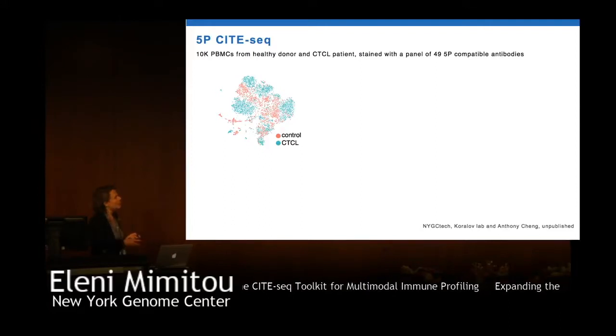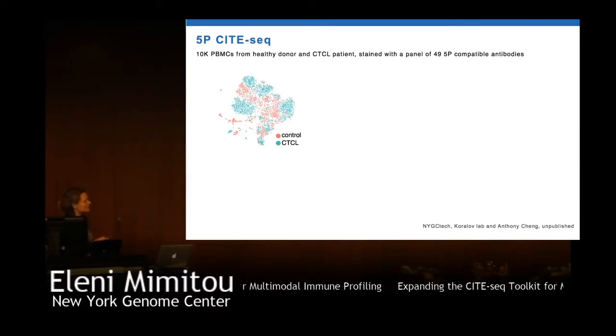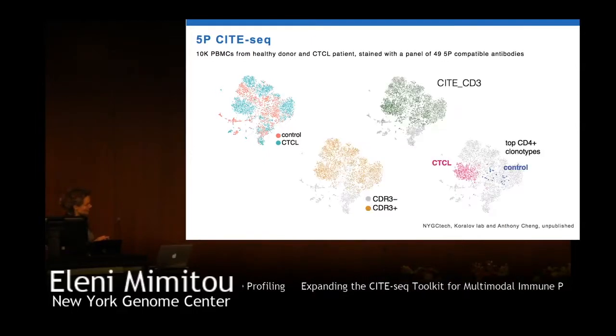Here is presence of a productive clonotype as detected by the TCR alpha beta. Here is CITE-seq for CD3, just an example. It shows good correlation with the presence of the active clonotype. And these are the top 2 clones detected in the malignant population and the healthy population. And you can see the clonality of the top clonotype in the malignant cells compared to the healthy cells.